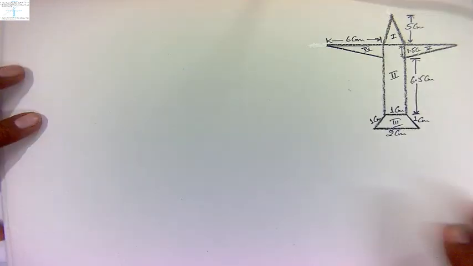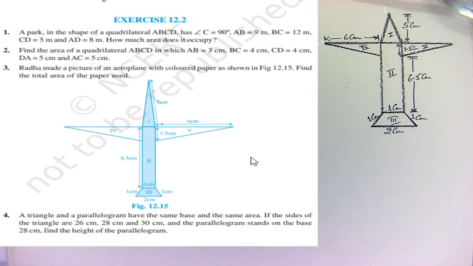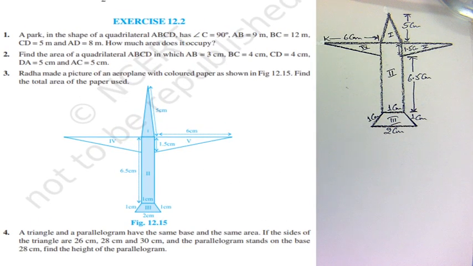Now let's move towards the third question. Now this third question, it says that Radha made a picture of an aeroplane. So as you can see in the question in the book, it is given to you that there is an aeroplane made with colored paper as shown in the figure.